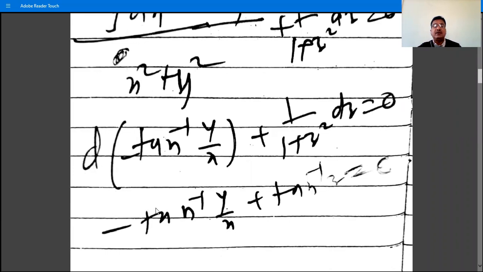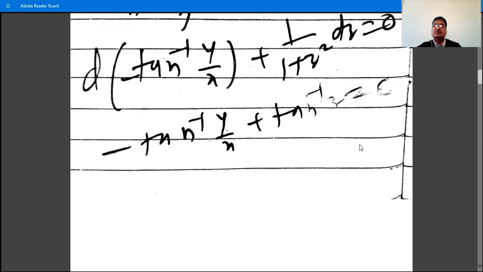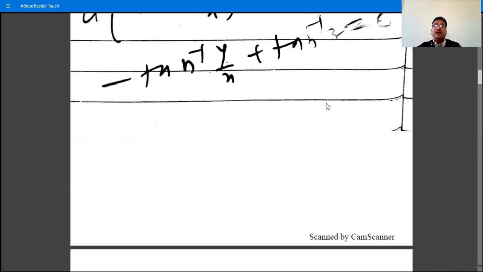Now write the integration. After integration we have minus tan inverse y by x plus tan inverse z, since the integration of 1 by 1 plus z square is tan inverse z, equal to a constant. So we have the general solution.